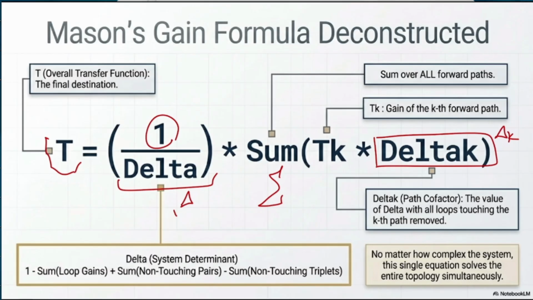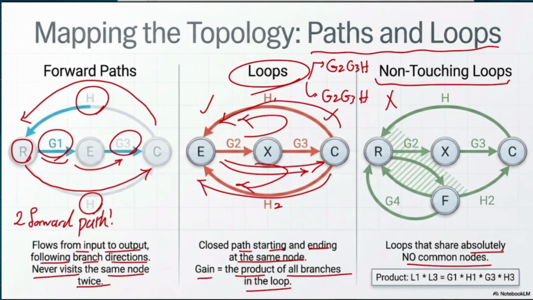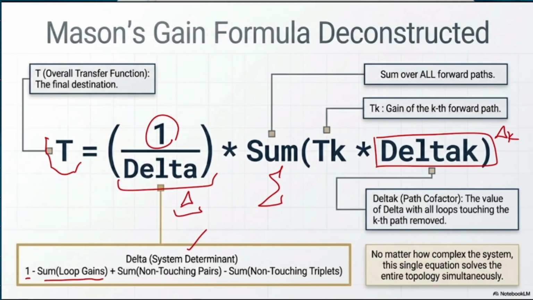The very first delta has this definition: the system determinant is going to be 1 subtracted by the sum of loop gains. As you saw in the last part, we had one loop gain that we called G2, G3, H1, and another one, G2, G3, H2. So 1 subtracted by the sum of all of these, plus the sum of non-touching pairs.